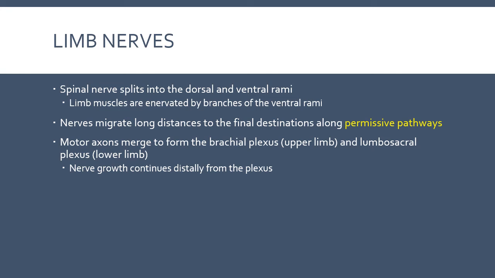Now, the motor axons, as they progress through the limb buds, will ultimately merge and group together to form a brachial plexus, one for each upper limb, and a lumbosacral plexus, one for each lower limb. Those plexuses serve as control centers or organizing regions for the neural activity of the limbs. Once the plexus forms, nerves then continue to grow outward from the plexus to innervate the more distal regions of the limbs and hands and feet.